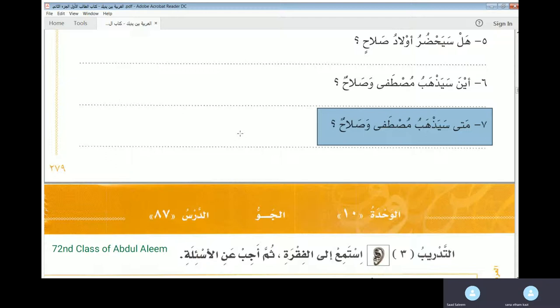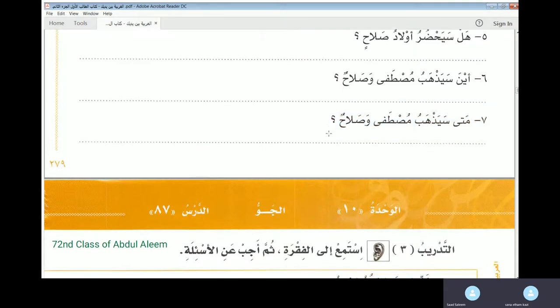Sayazhabu Mustafa wa Salah in the fil sabahun. Fi sabahun. 10 o'clock ka zikr tha usme. Subah 10 baje. Okay. Fi sa'a Sarsu Ashru Sabah. Sayazabu Mustafa wa Salahun Asatal Ashira Sabahan. Asata Ashirata Sabahan.